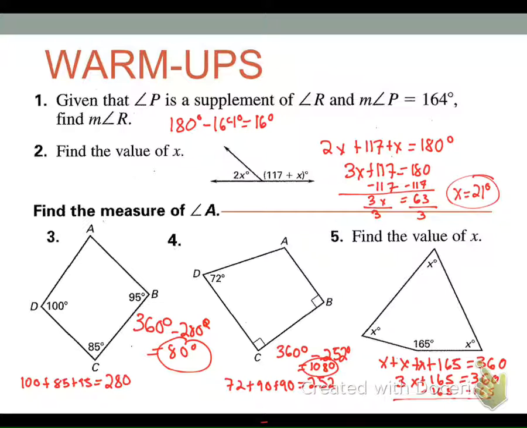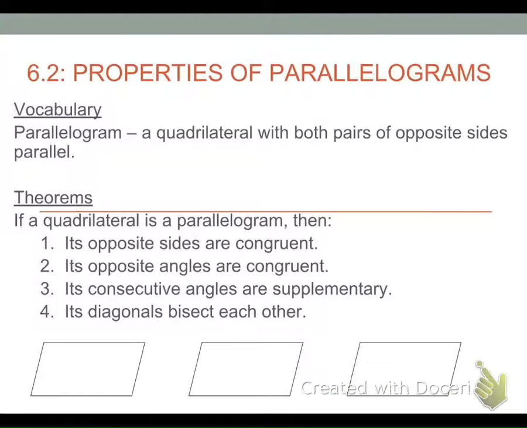I know this is pretty low. I'm going to bring it up to the side. So I end up with 3x equals 360 minus 165, which is 195. We're going to divide over by 3 now to isolate that x. X equals 65. Nice job, everybody.